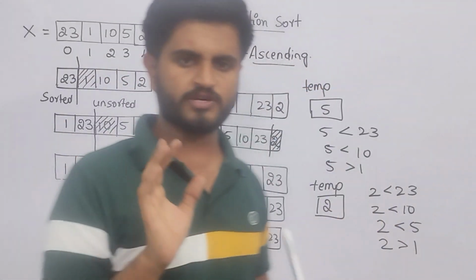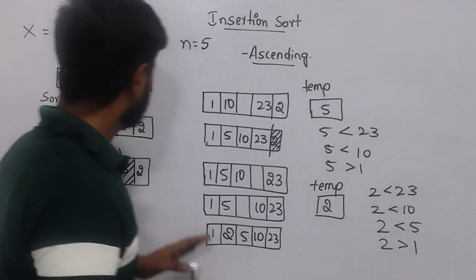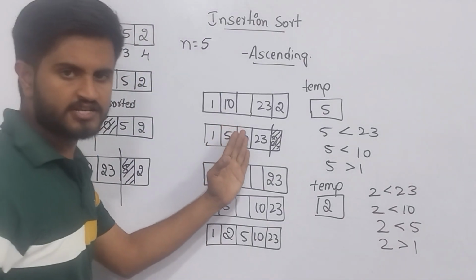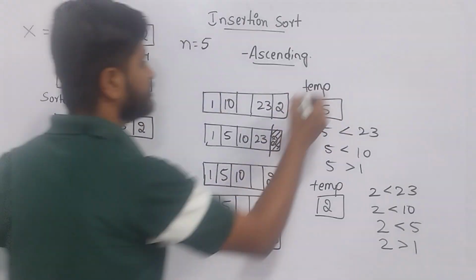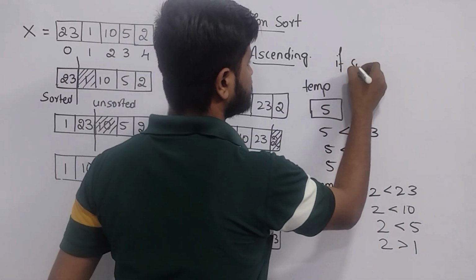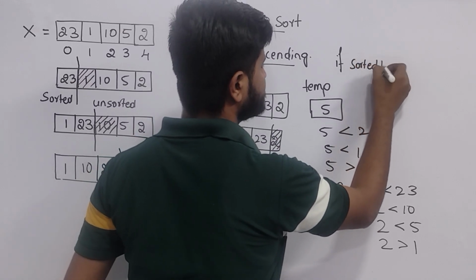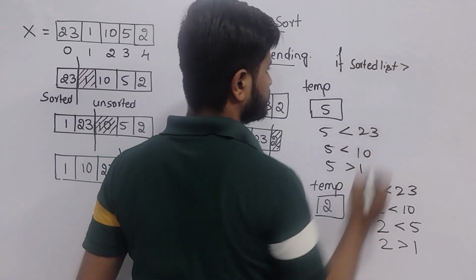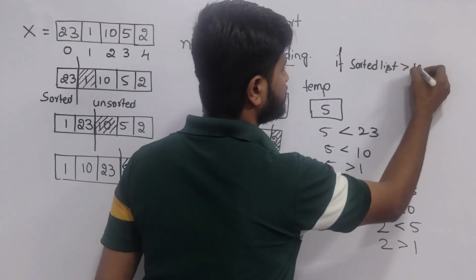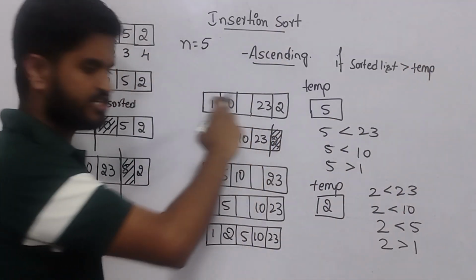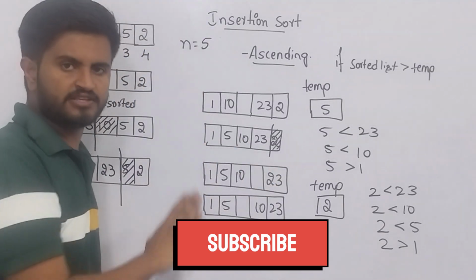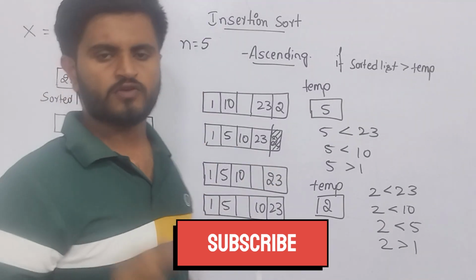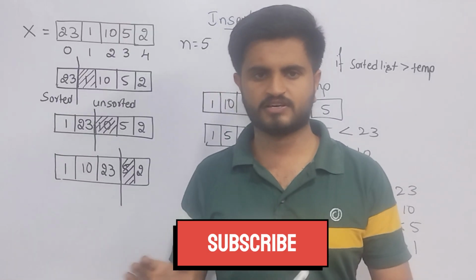So the only thing you must keep in mind is whether the value in the sorted sublist is greater than the temporary space value. If the value in the sorted sublist is greater than the value in the temporary space, then only you must shift the value one bit right side. In all other conditions, you will be keeping the values as they are. So hope you understood the concept of insertion sort.